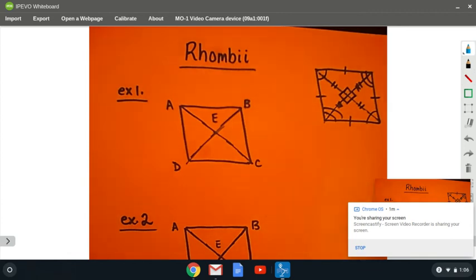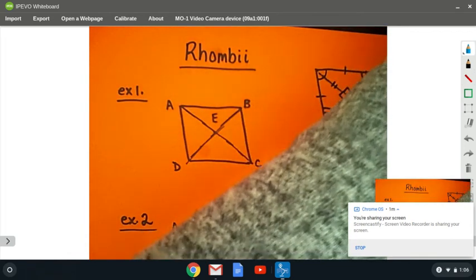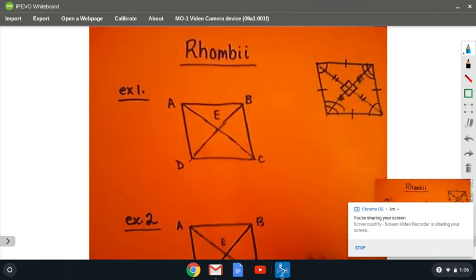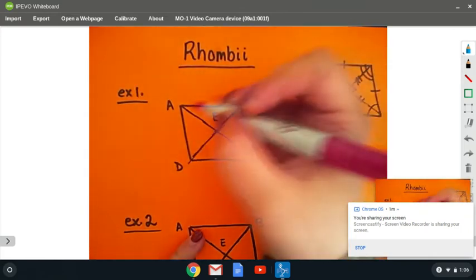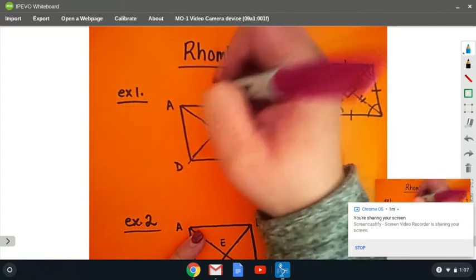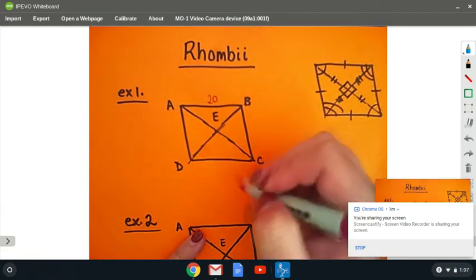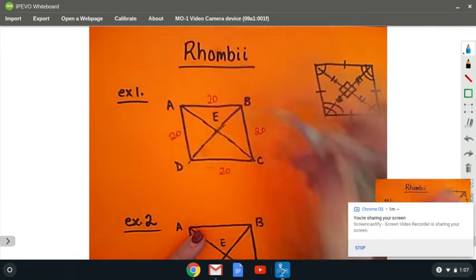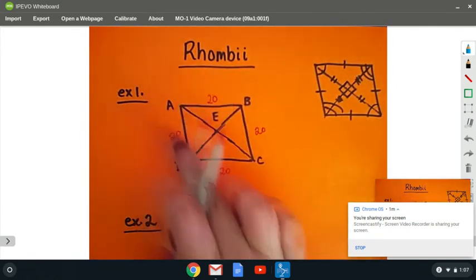So basically a rhombus is like a tilted square, very similar in a lot of ways. And we are not doing an assessment on squares. So if we say side AB is 20, that would also make side DC 20, make every side 20. Okay, all sides 20.